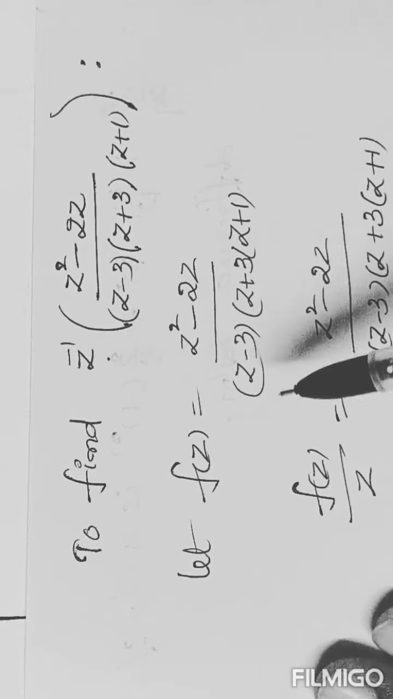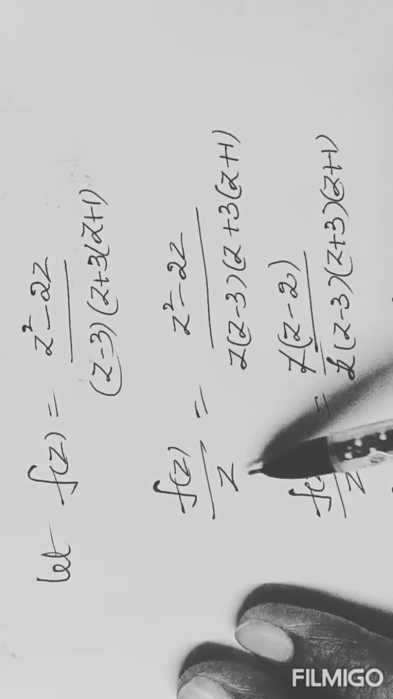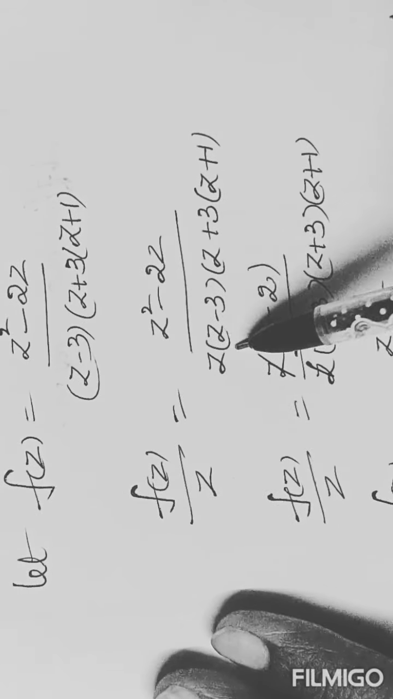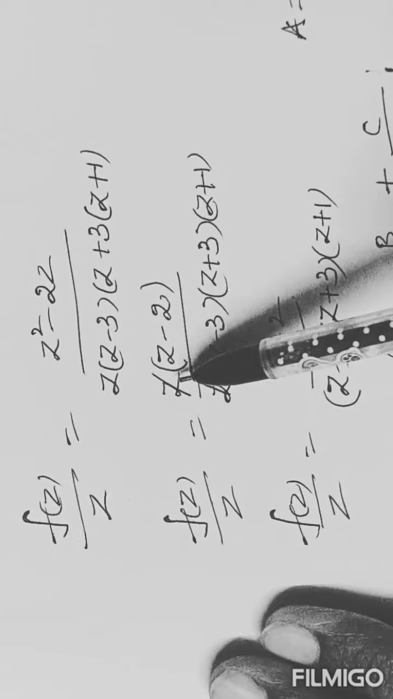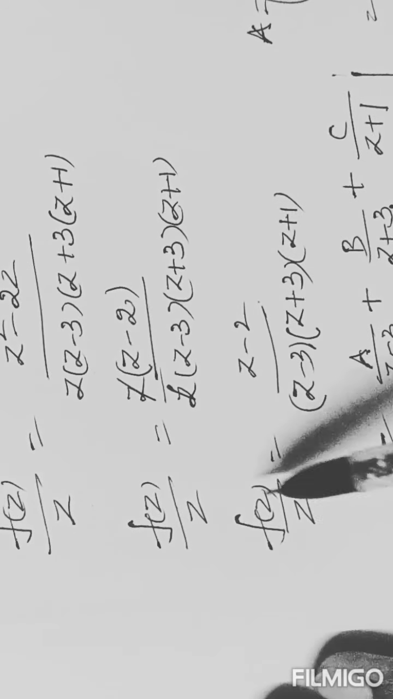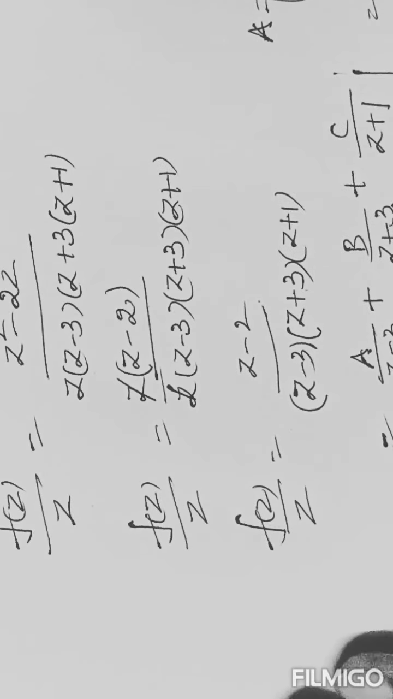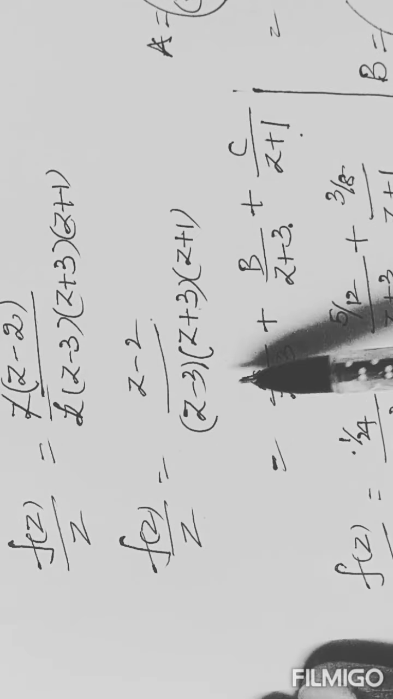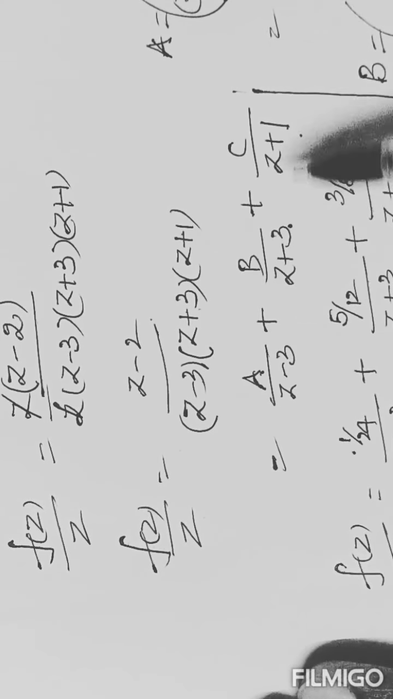As per the working rule of inverse Z transform, the first step is to divide both sides by Z. Left side by Z, right side by Z. After that, take out Z as common from the numerator. Then Z gets cancelled. F of Z by Z equals the remaining part. Now, to write the corresponding Z transform formulas, we need single factor fractions only.